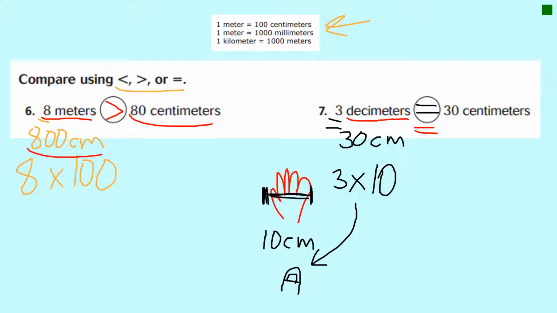Okay, very nice, guys. So converting metrics, it's all about multiplying by, look what we've done, by 10, by 100. Whoop, whoop. We love doing that.